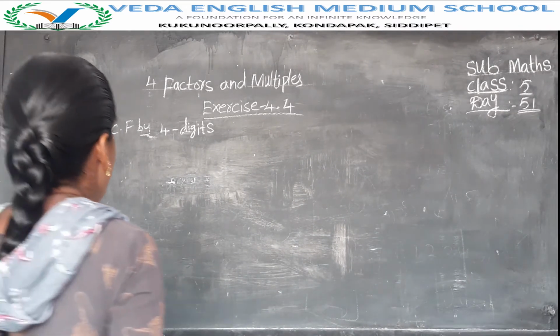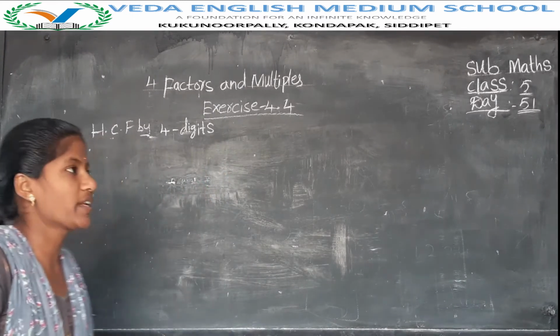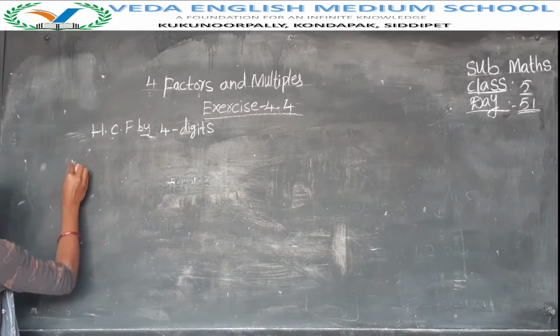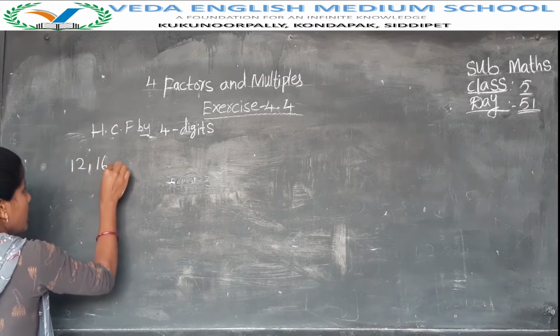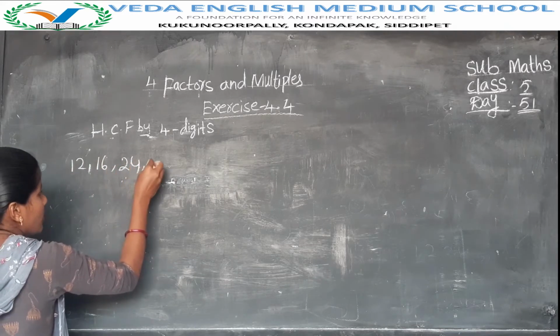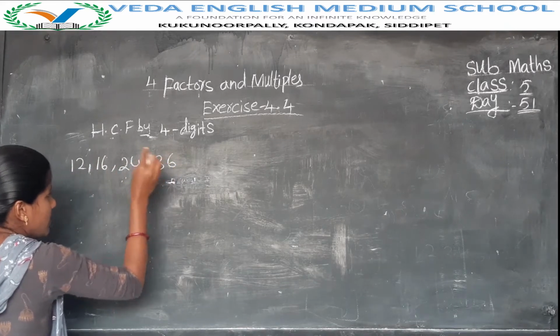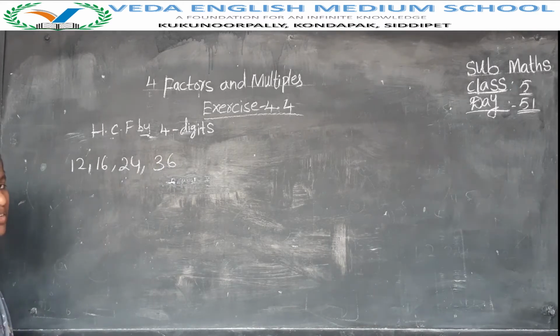Now, we have to find HCF by using 4 digits. For example, if you have the 4 numbers 12, 16, 24, 36, then how to find the HCF? First of all, how to find the HCF by successive division method? If you have 3 digits, then you have to choose any 2. Here we have 4 digits, no? Same like 3 digits, choose any 2.